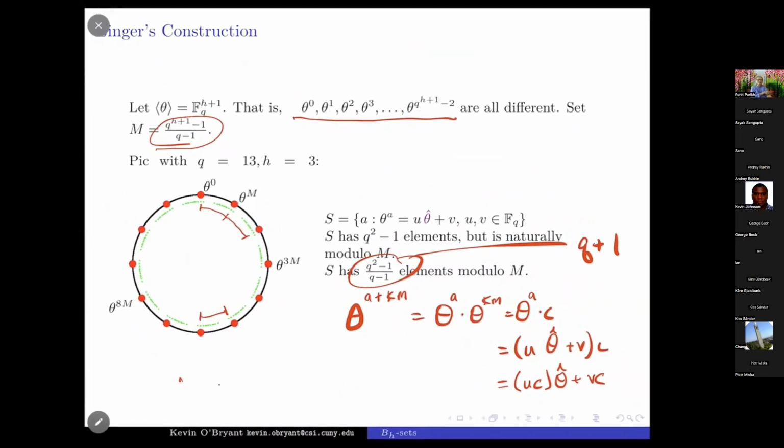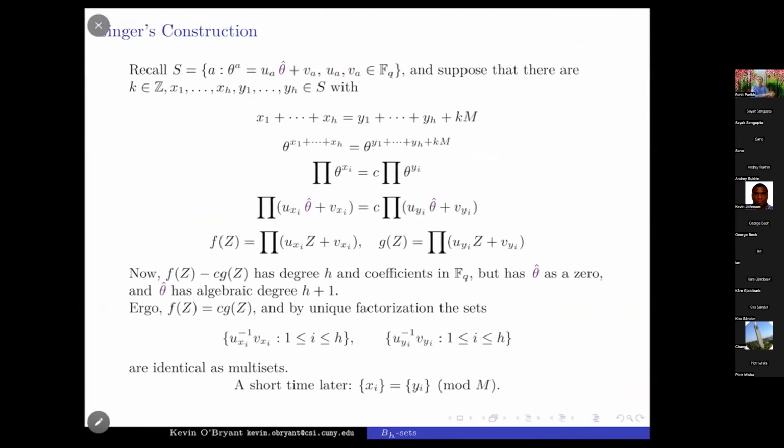Okay, so what does all that have to do with the Sidon property? If you had a violation, if you had some sum of the x's equaling some sum of the y's, mod M, then I could raise theta to both of those. And theta to the km gives us something in the base field. And theta to a sum is a product of thetas. And each of these thetas in our S, I can rewrite as a linear term in terms of theta.